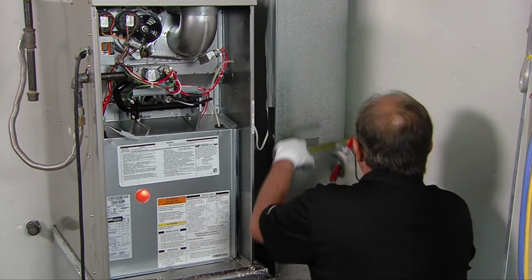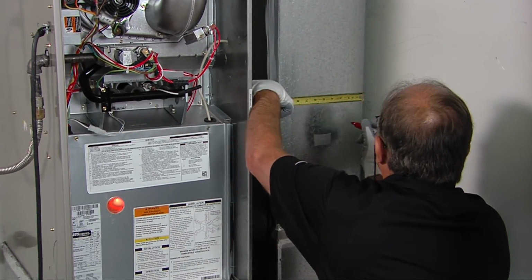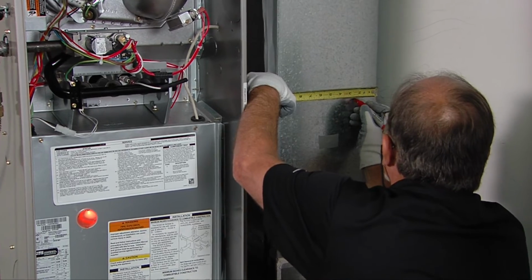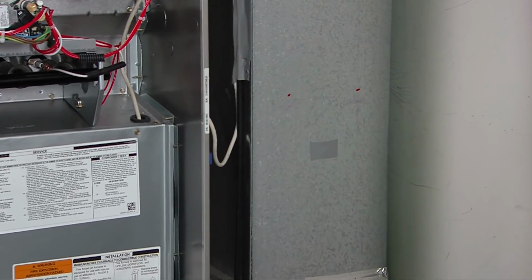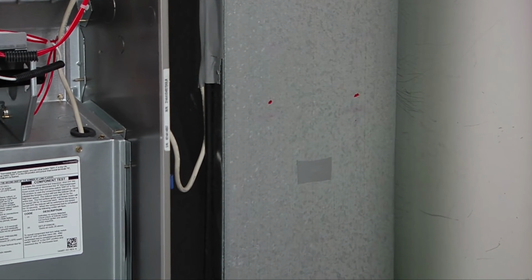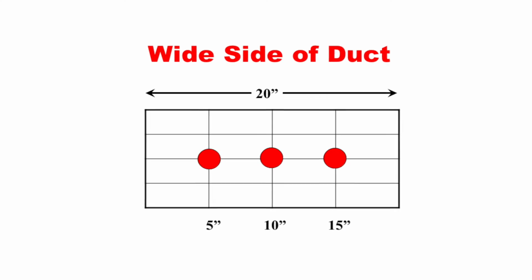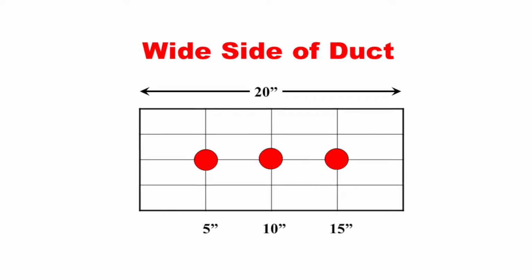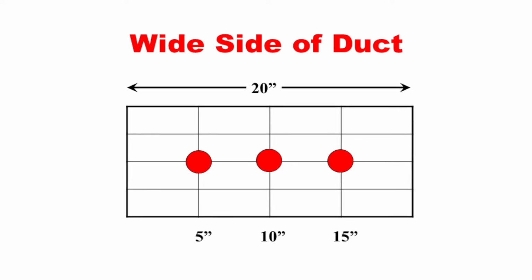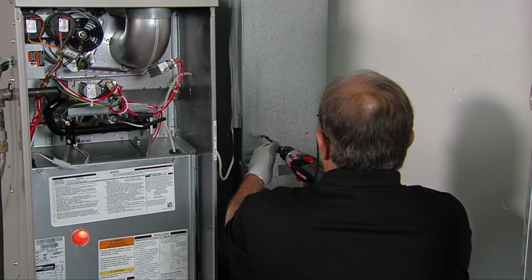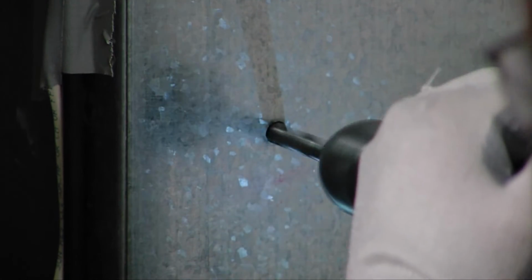Measure and mark the duct to locate the points where the Pitot tube will be inserted to measure the airflow. If you're inserting the probe on the narrow side of the duct, locate 2 holes evenly spaced on the duct. If you're inserting the Pitot tube from the wide side of the duct, locate 3 evenly spaced holes on the side of the duct. It may help to draw the points out on a piece of paper first. Drill a small hole at the marked locations so you can insert the Pitot tube and thermometer.